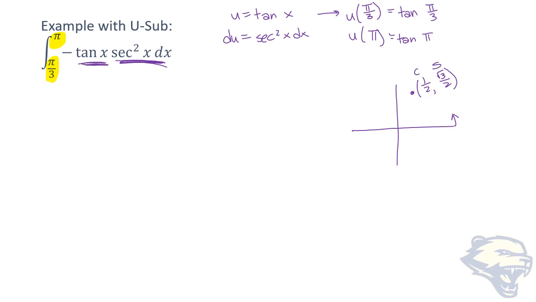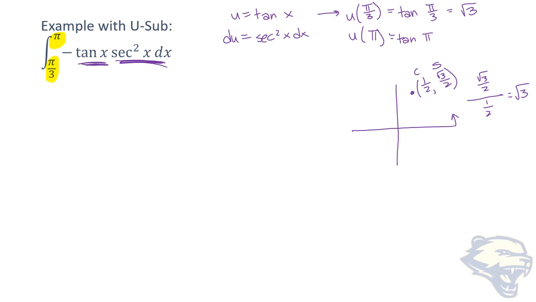And for tangent of pi over 3, tangent is sine over cosine. So it is root 3 over 2 over 1/2, which is root 3, right? It's like the halves cancel out, and then we just have root 3 over 1.